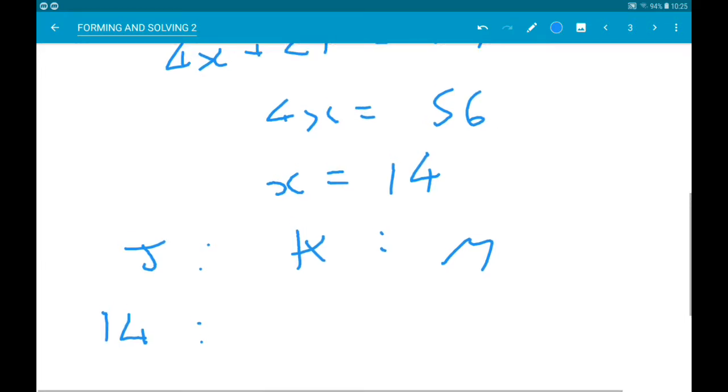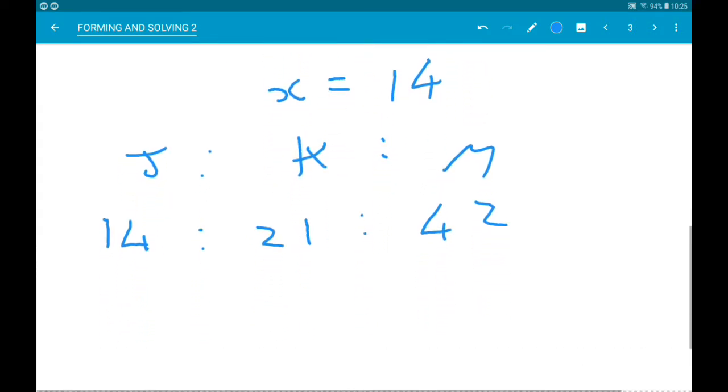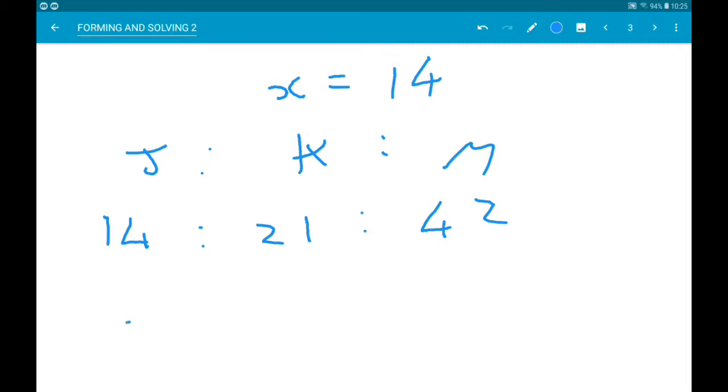Kira, 7 years older, is 21. Which means Martha is 42. Now they haven't asked for that to be simplified, but there is a common factor of 7, so we could write this as 2 to 3 to 6.